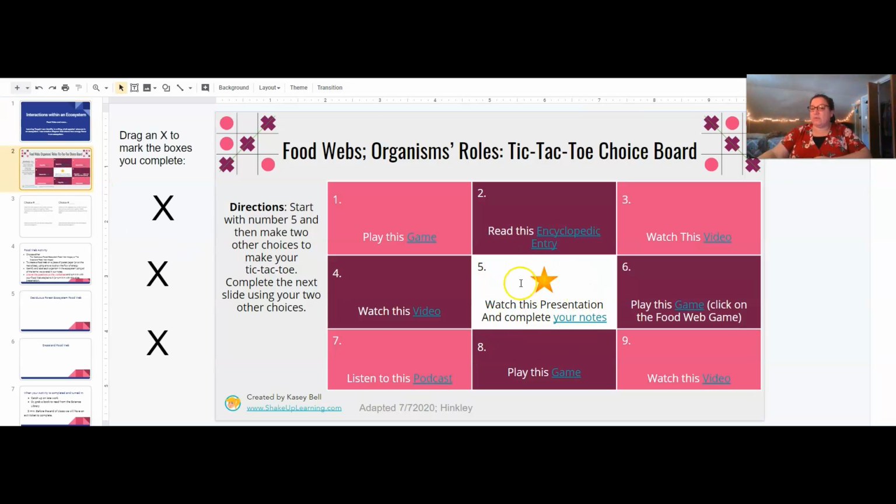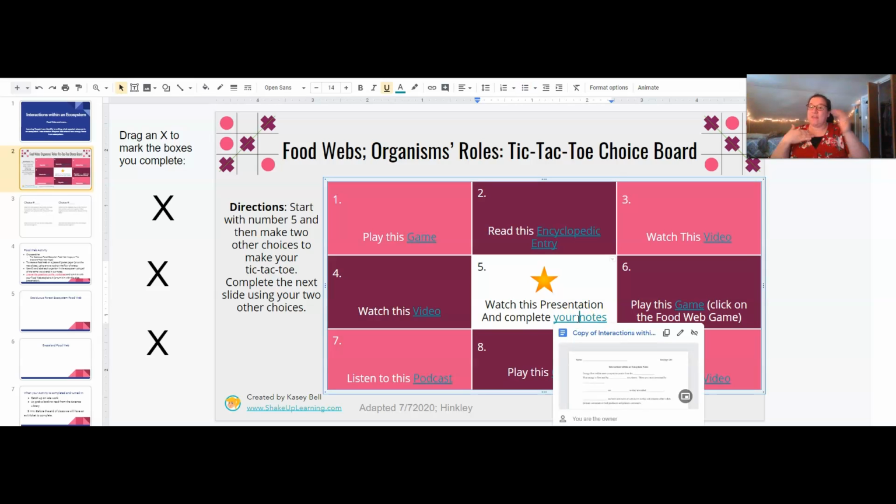You've already clicked on number 5, the middle tic-tac-toe board, because you're watching this video. You can also complete your notes in that worksheet you picked up when you walked in the door, or you can do it online. You'll just need to submit it through your Google Classroom at the end of the day so that I can check it over, make sure you've done it. And then after you've watched the rest of this video and taken your notes, either online or with the worksheet you picked up, you're going to choose 2 other squares on this board to complete, and so that you make a tic-tac-toe 3 in a row line.